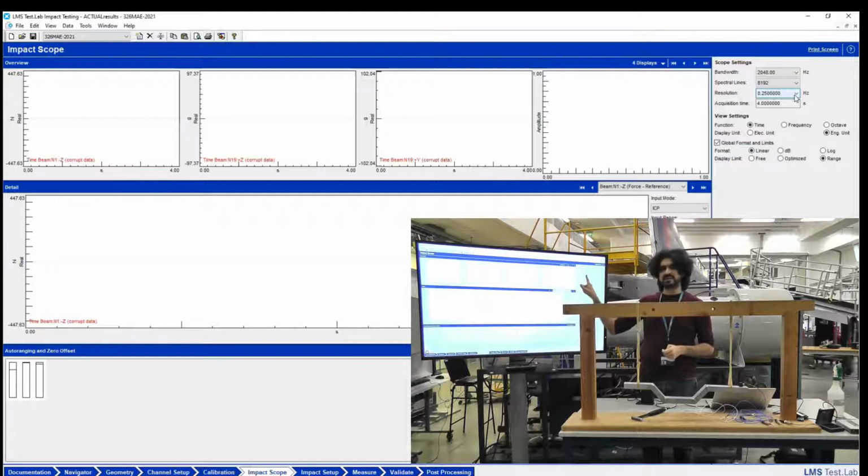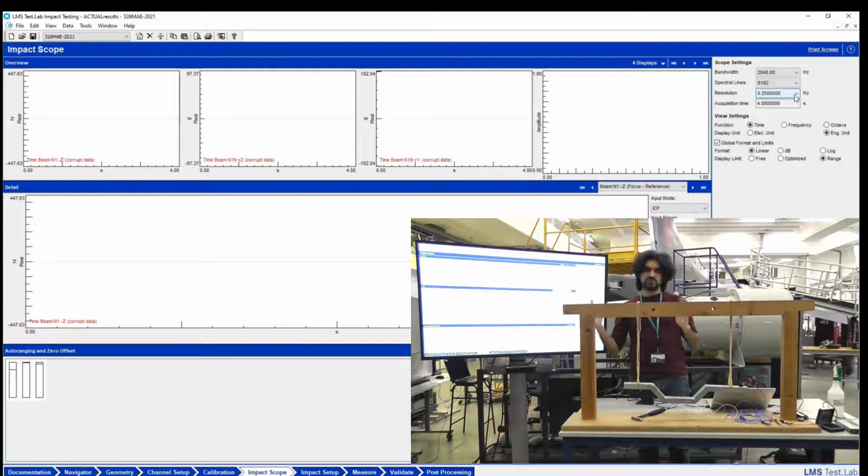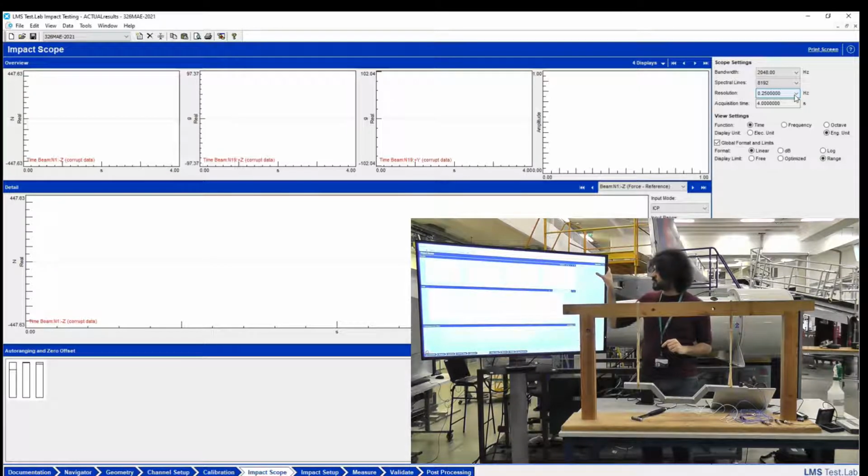But that also sets an acquisition time. The fast Fourier transform relies on the length, so if you want more resolution, you have to capture signals for longer. The longer you capture your signal, the finer will be your final resolution of the frequency response function. For this set of bandwidth and resolution, we got 8,192 points, and this corresponds to an acquisition time of 4 seconds. That means that after every impact, I have to wait for at least 4 seconds before I strike again.